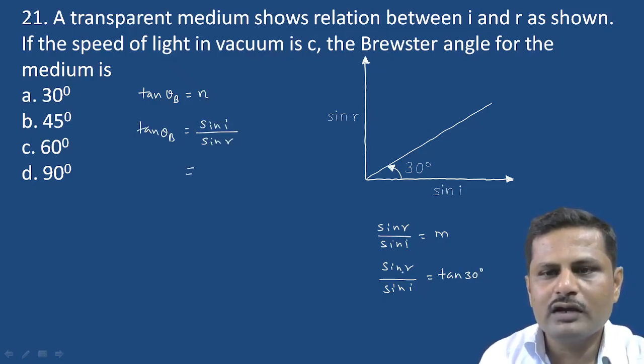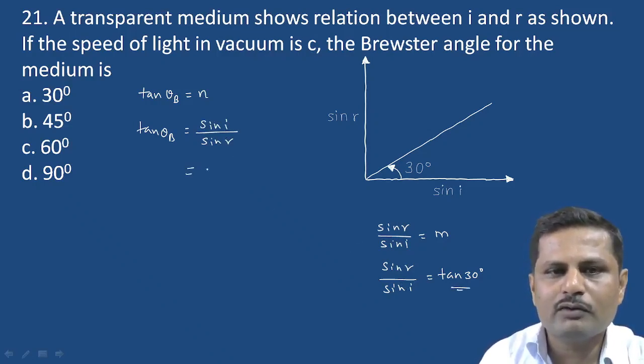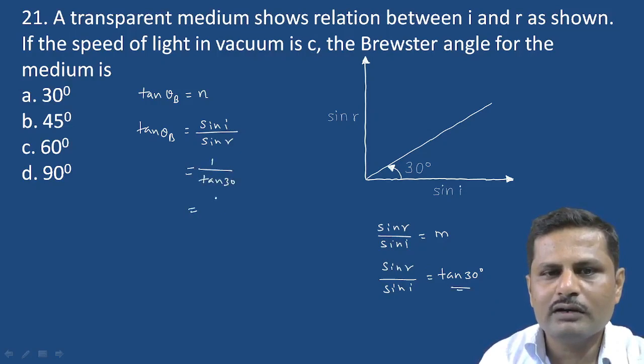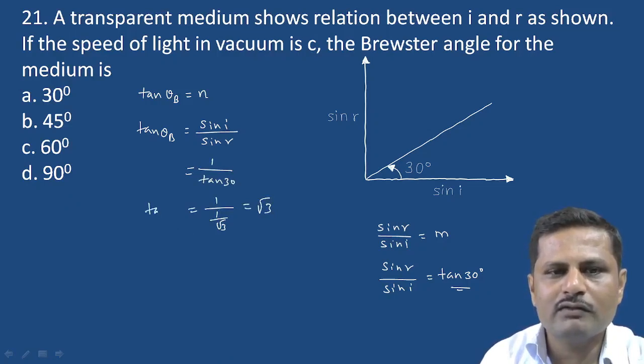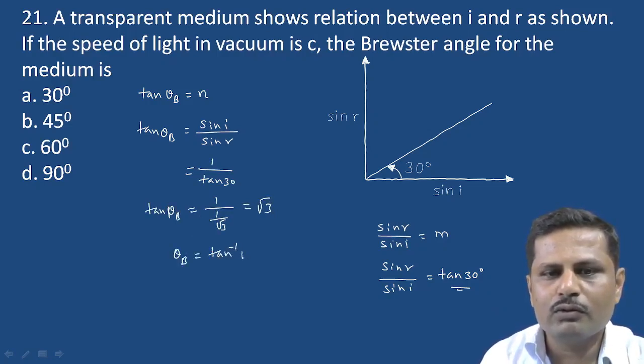So we can write sin r by sin I here, but here we have sin I by sin r, so therefore sin I by sin r is the reciprocal of tan 30. We have the tan 30 value, that is 1 divided by root 3, so this is nothing but root 3. So the tangent of the Brewster's angle is equal to root 3. Therefore Brewster's angle is equal to tan inverse of root 3.